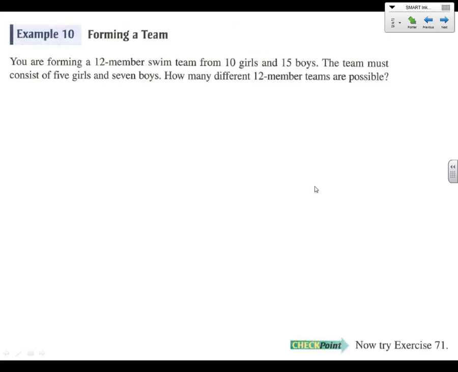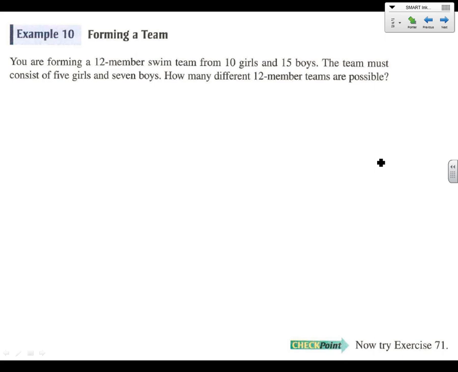From a group of 40, we're picking 12. All right, last example. We're forming a 12-member swim team, 5 girls, 15 boys. The team must consist of 5 girls and 7 boys. How many different 12-member teams are possible? Okay, so 2 different events here. We basically have a girls team and a boys team, right?